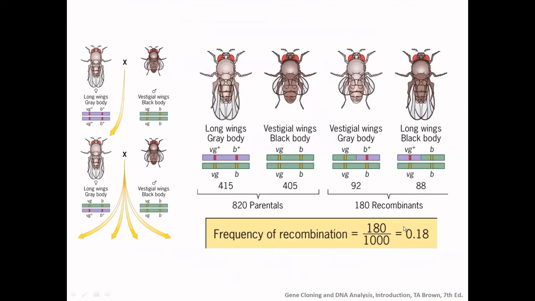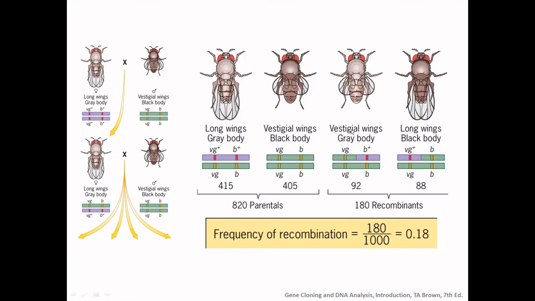This is another example. Here it is a double crossover. So here this is the long wing gray body, vestigial wing black body, long wing gray body, vestigial wing black body. So there is a crossover, and after that we can see long wing gray body. This is the parental form. Vestigial wing black body is also the parental form. So there is no crossover.